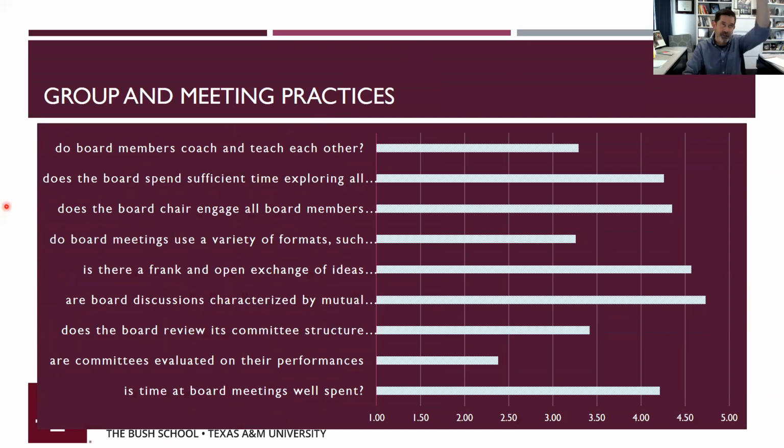So I've combined those 2 different bullets on the diagram there, or those 2 different areas, just to give you some sense of the kinds of questions that we evaluate, some of which are a bit more structural, like how are committees evaluated, right? And some of which are a bit more process or group dynamic elements. Frank and open exchanges of ideas, right, is something that people are saying, yeah, we do pretty well at that. But then you've got a mix between structural aspects. Do you use a variety of formats in your meetings?